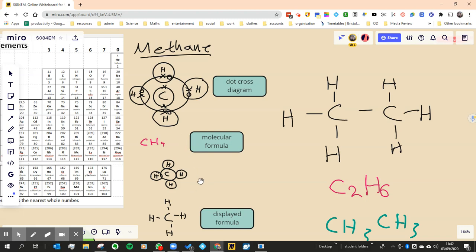When you redraw that as a displayed formula, otherwise known as a stick diagram, you can draw these bonds as little sticks. And hydrogen only has 1 bond. Probably the simplest organic molecule would be methane. I also talked about these other types of drawing, so that would be a molecular formula, displayed formula. I'm not sure what this is called really.